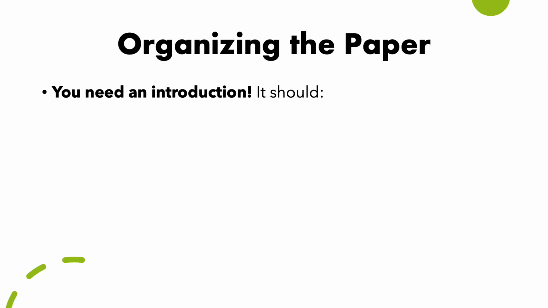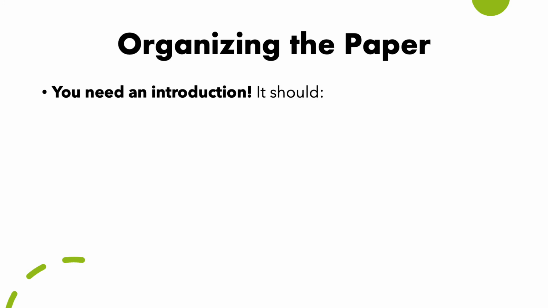Okay, now lastly, I want to talk about a few organizational matters. If you look at the syllabus, you'll see that I've specified that your final paper should contain at least 3 sections: an introduction, a literature review, and a section where you analyze your primary sources. The first of these is an absolute must.